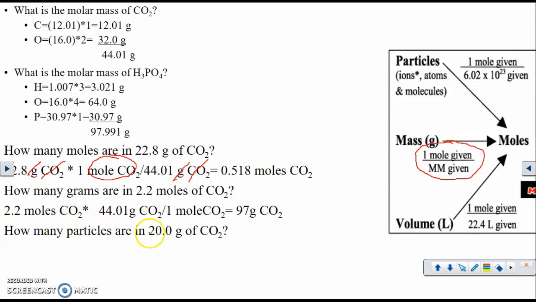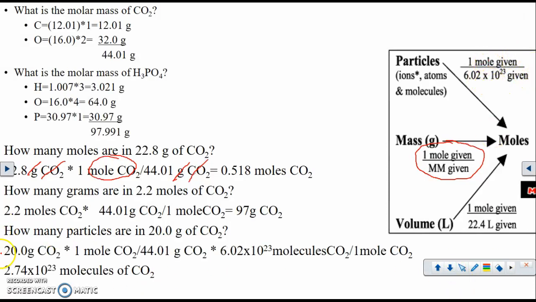Okay. A much more complicated problem. How many particles are in 20 grams of carbon dioxide? So in this case, particles are here, and we're starting here in mass. So we're going from mass to moles. We're not done yet at that point. Then we're going to go from moles to particles. So this is going to be a two-step problem. Mass to moles, we use this ratio. Moles to particles, we are going against the arrow, so this ratio gets flipped.